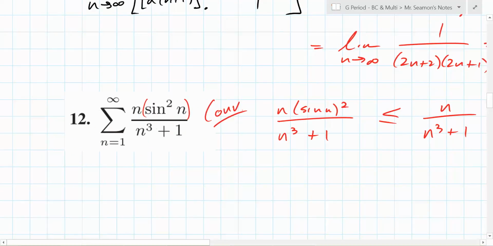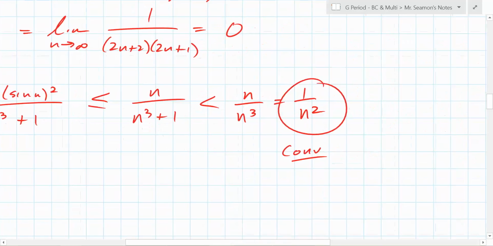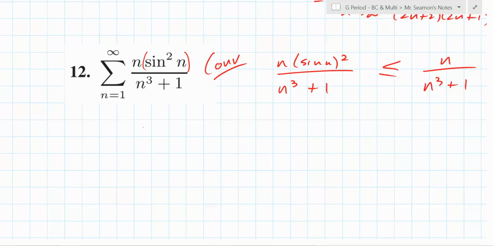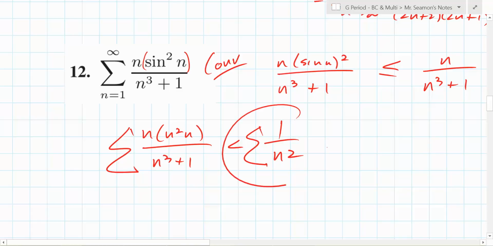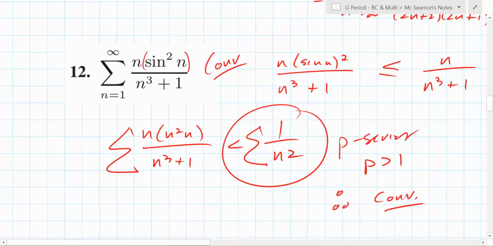On a test, I'd really like you to write at least one sentence or one proper phrase. I am paraphrasing right now, but you would need to say, just so you know, we've just shown that n sine squared n over n cubed plus 1 is less than 1 over n squared. Therefore, this has to be true right here. And because we know that, what type of series is this? It's a P series with P greater than 1. Therefore, it what? Converges. So therefore, the thing that's smaller than it has to converge.